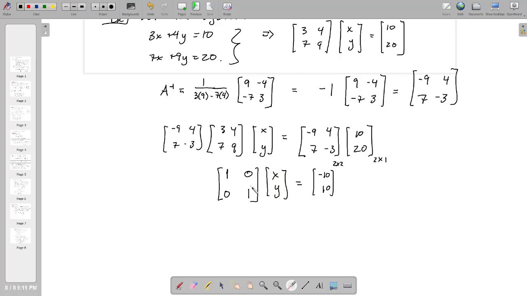And we can see that, again, we have a 2 by 2 matrix and a 2 by 1 matrix, so the result is going to be a 2 by 1 matrix. First row, first column is just X. Second row, first column is Y. Notice that it didn't change anything. That should be expected, because it's the identity matrix. So we end up with this. This means that X is equal to negative 10, Y is equal to 10.